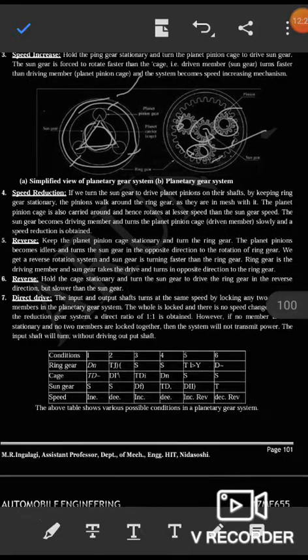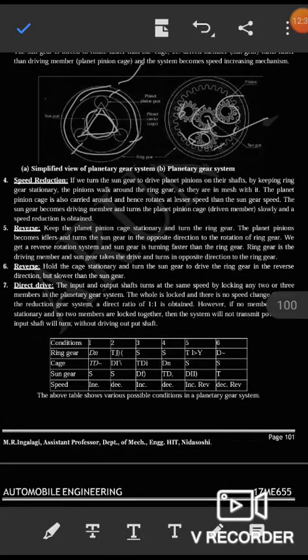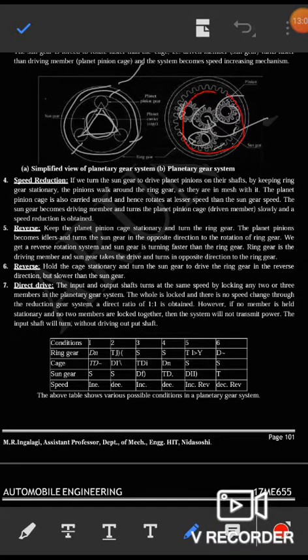Now one more gear arrangement, for reverse. For the reverse we have one more combination, which I will explain now. Keep the planet pinion cage stationary. The planet pinion cage, whatever you have here, you need to keep stationary, and turn the ring gear. You need to turn this ring gear.